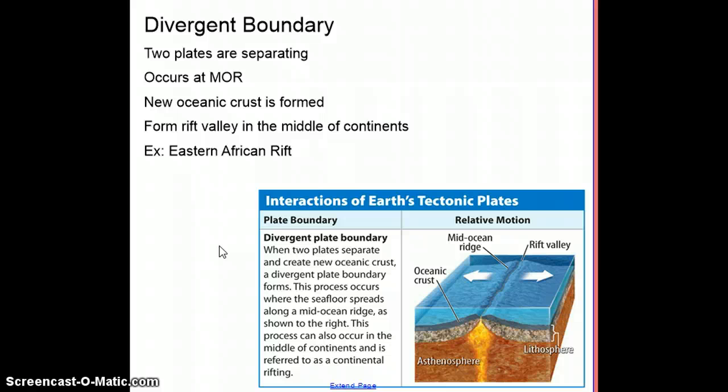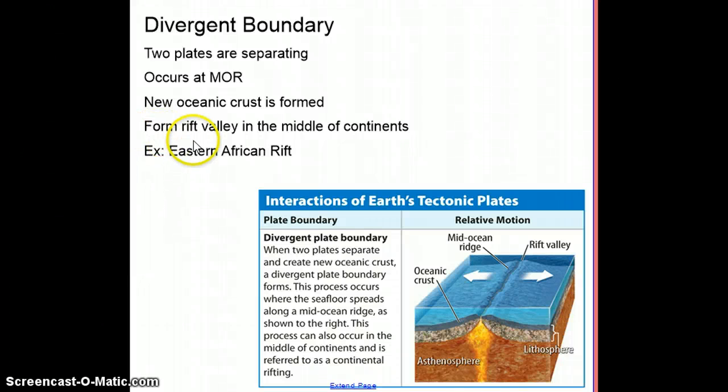So what happens is as those two plates start to separate, and we can see down here in the image, as they separate, it allows for the less dense magma that is rising to come out. And as it cools, it becomes more dense and settles. And then as new material comes up, it causes it to push out and push out. And so we form a new floor based on that.